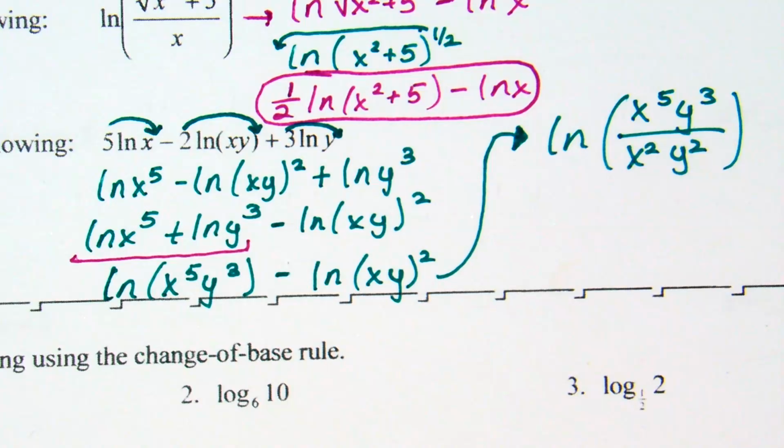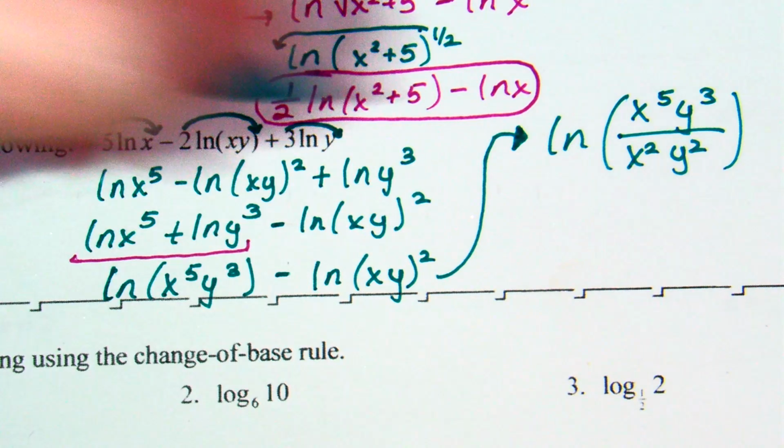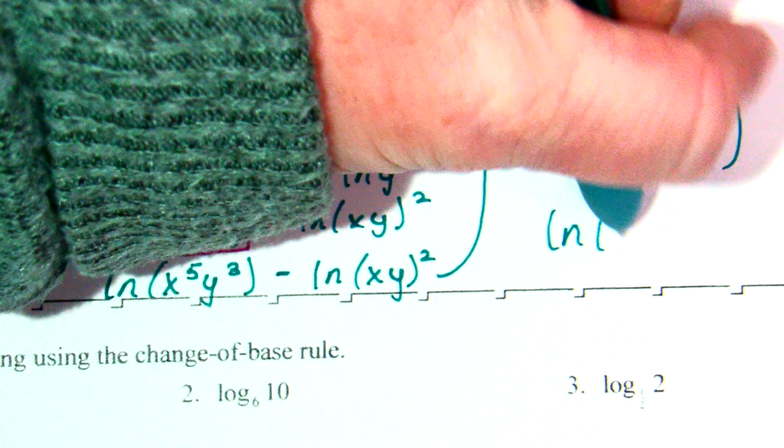Because if it's condensed and simplified as much as possible, there's one more step we can take here. It's more of just an algebra step. It's not log related. When you have the same variable that's being divided, that means you take the powers and subtract them. So what is x to the fifth divided by x to the second? So natural log of x to the third. What's y to the third divided by y to the second? y to the first, or y.